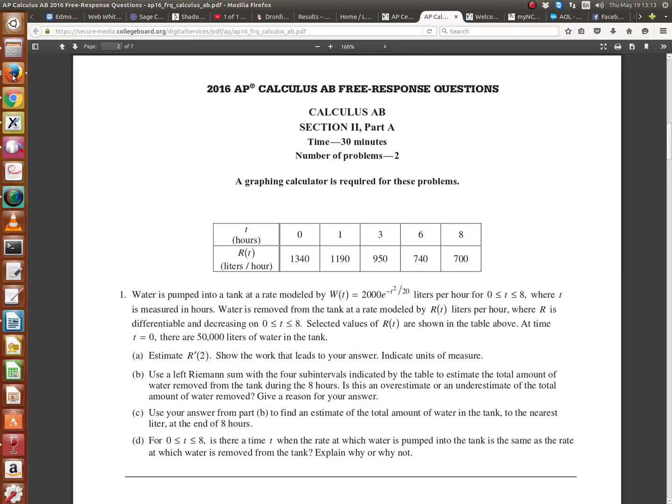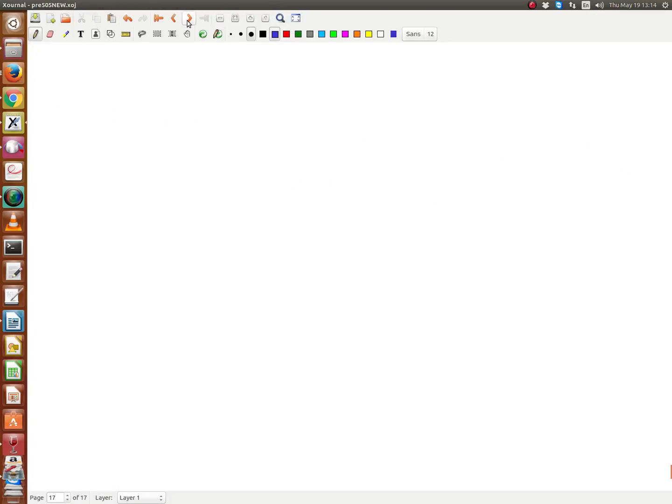Okay. All right, so I'm going to graph these values, okay? Let's see, I think R of 0 is 1340, R of 1 is 1190, R of 3 is 950, R of 6 is 740, and R of 8 is 700. But I don't think I need to do that. What do they want? A left Riemann sum? I don't think I need R of 8 to do this, but there you go. All right, so let's just graph it just to see what's going on. 1B, I like to visualize this stuff, okay?